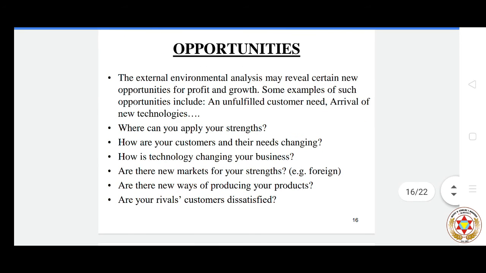The opportunities which are available come from the external environmental analysis, and they may reveal certain new opportunities for profit and growth. Examples are unfulfilled customer needs, or arrival of new technology, or loosening of regulations, or removal of international trade barriers, etc. The questions which have to be answered are: where can you apply your strengths? How are your customers and their needs changing? How is technology changing your business? Are there new markets for your strengths? Or are there any new ways of producing your product, or are your rivals or customers dissatisfied?